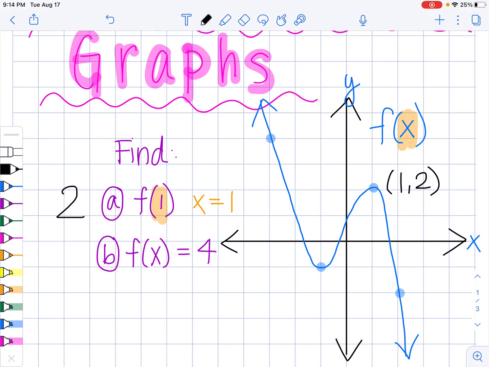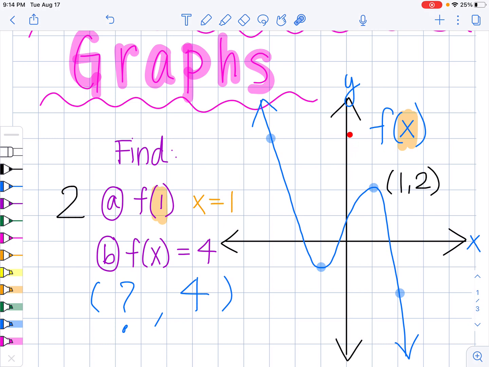Okay, now we're going to do the opposite. In this part B, they're saying f of x is equal to 4. Remember, f of x is the same thing as y. So if I wrote this out as an ordered pair, they're saying y is equal to 4. How much is x? So I go on my graph, and remember, y counts up and down. So I'm going to count y equals 4. So 1, 2, 3, 4.